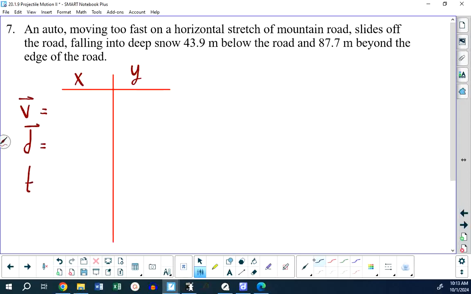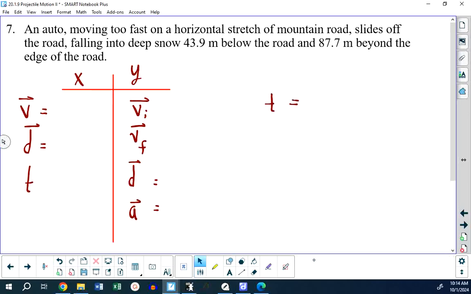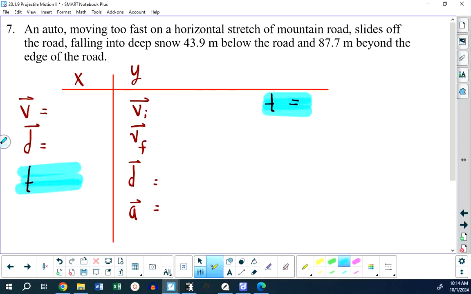Although I can always get away with ignoring the vector status of V and D under horizontal, I'm going to put it anyway. We can always ignore the vector status horizontally, always. In this question, we can ignore the vector status vertically, but we can't always. Okay. And then, of course, we have our time. And the thing that connects the left-hand part of the column with the right-hand part of the column is that these 2 times are equal, right?